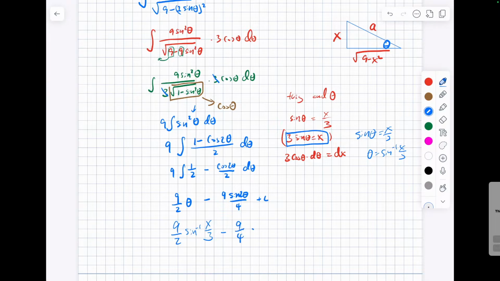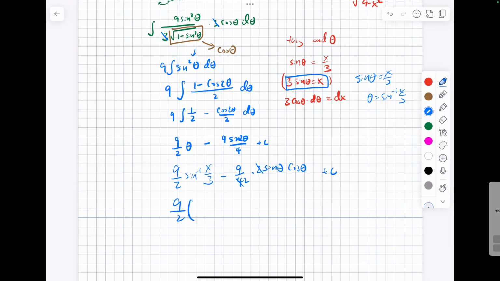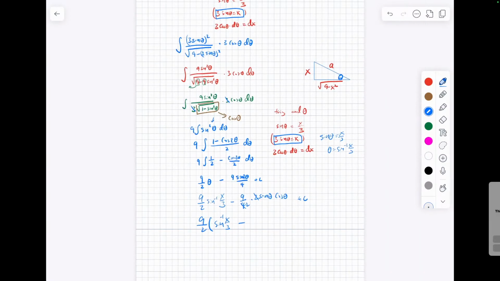Minus 9 over 4 here. This one is going to be, wait, sine 2 theta. I know what sine 2 theta is. Sine 2 theta is 2 sine theta cosine theta, right? But still, this 2 is going to cancel out this 2. So I can take out 9 over 2 completely. Sine inverse of x over 3 minus sine theta cosine theta, right? So you say, wait, what's sine theta? Well, you have to go back and look at the triangle. It's x over 3, right?